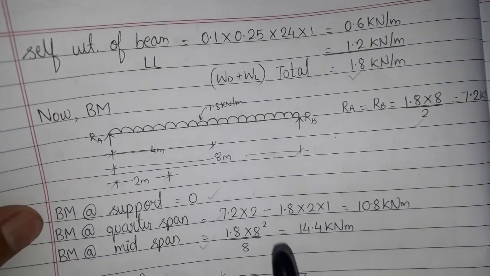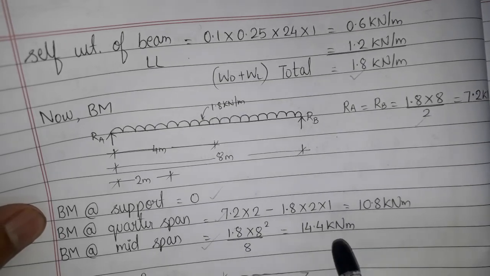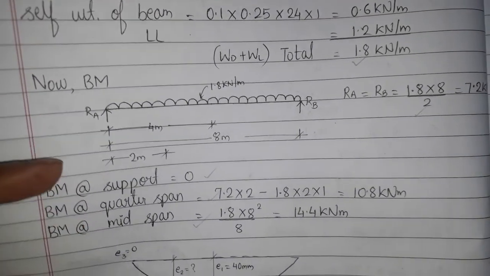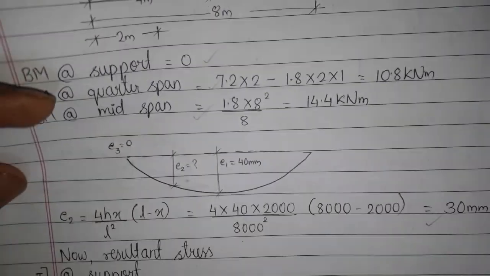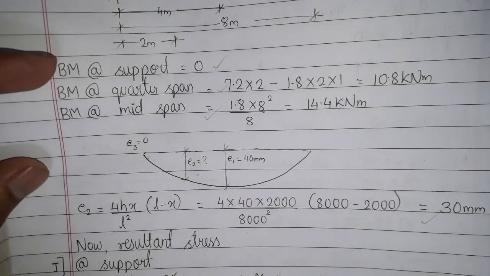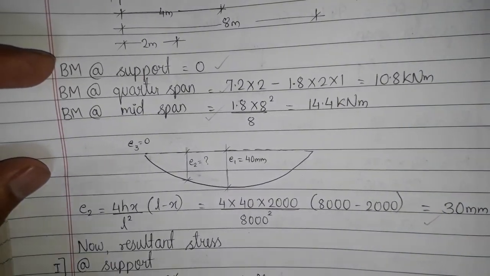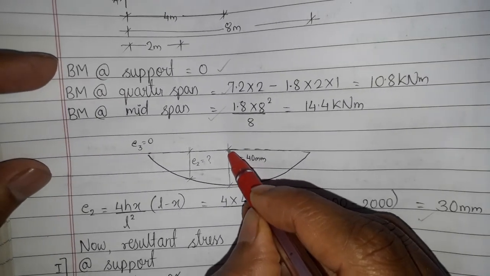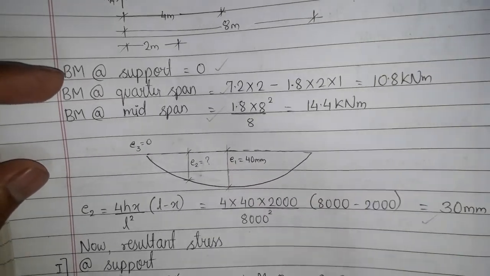So at support it is 0, at quarter span and at mid span you have to find out. One important thing: the eccentricity at mid span is given as 40, but the eccentricity at quarter span is not given. So the eccentricity at mid span is only given, quarter span is not given.